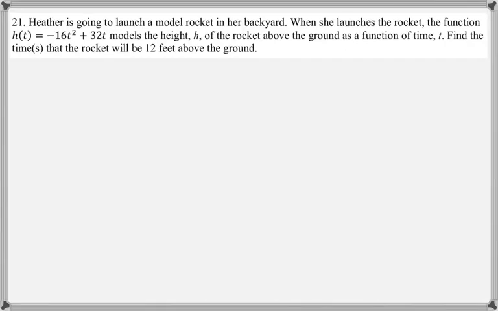Question 21 says, Heather is going to launch a model rocket in her backyard. When she launches the rocket, the function, and they give us the function, models the height h of the rocket above the ground as a function of time t. So find the time or times that the rocket will be 12 feet above the ground.